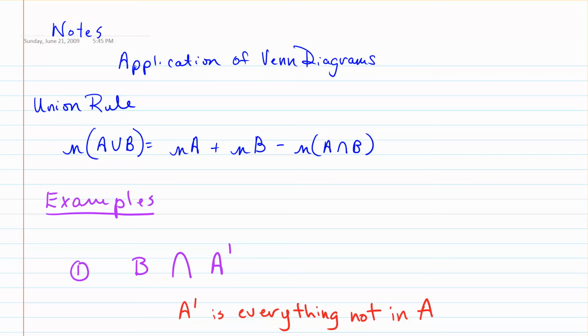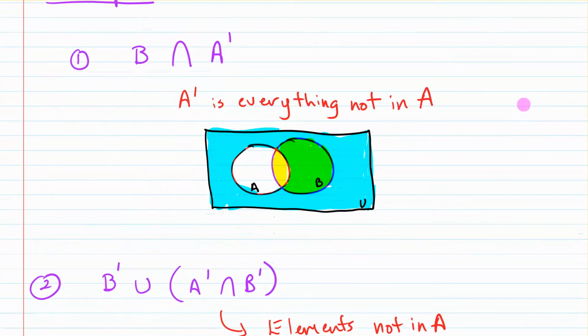This is section 7.2, application of Venn diagrams. So we're going to do several things with Venn diagrams, and one of the rules that we will use is this one right here. The number of elements in A union B is equal to the number of elements in A plus the number of elements in B minus the number of elements in the intersection of those two. So we'll use that in a bit. Let's look at some examples.